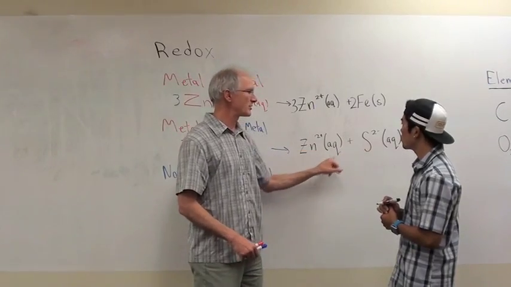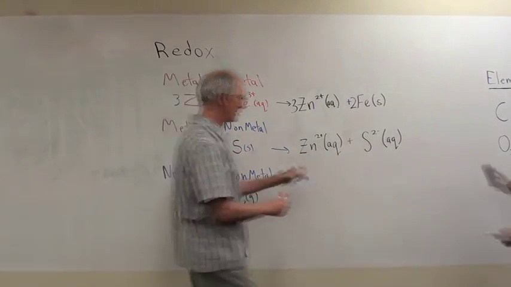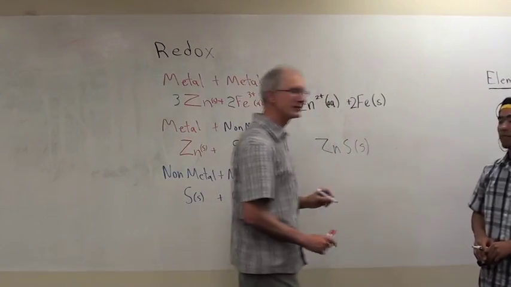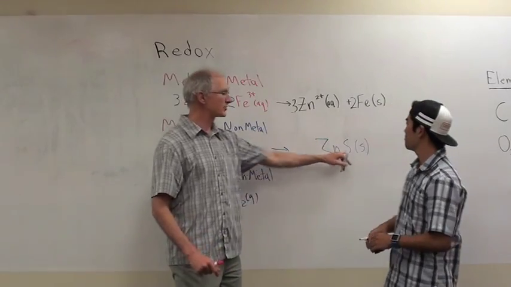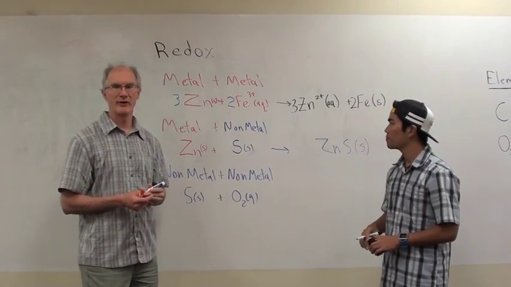So these actually don't stay aqueous. They find each other, find partners. Voila, like magic, we get zinc sulfide solid. And since it's 2+, 2-, those charges are balanced, and I don't have to mess with the coefficients at all.